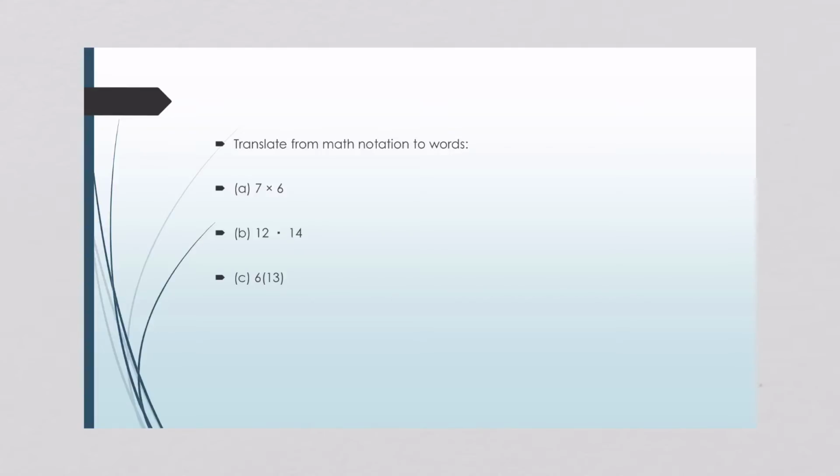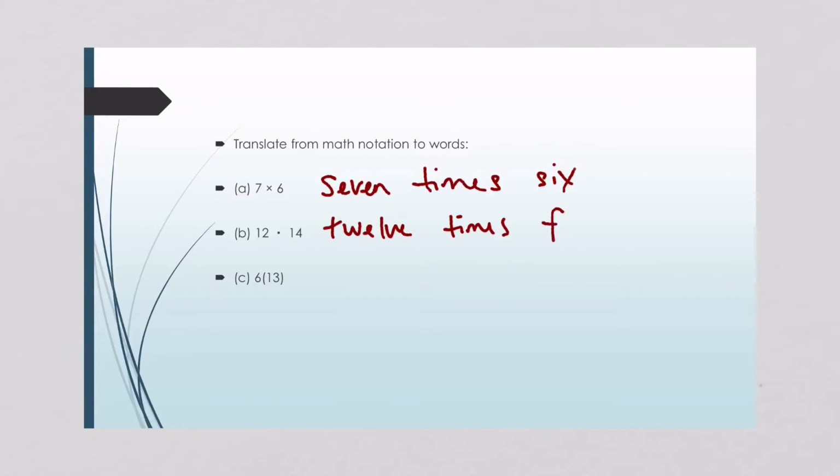So in these problems right here, we're going to talk about translating these into words. On part A, it says translate from math notation into words. So you would say 7 times 6. That's about as good as that thing gets. This one says 12 times 14.